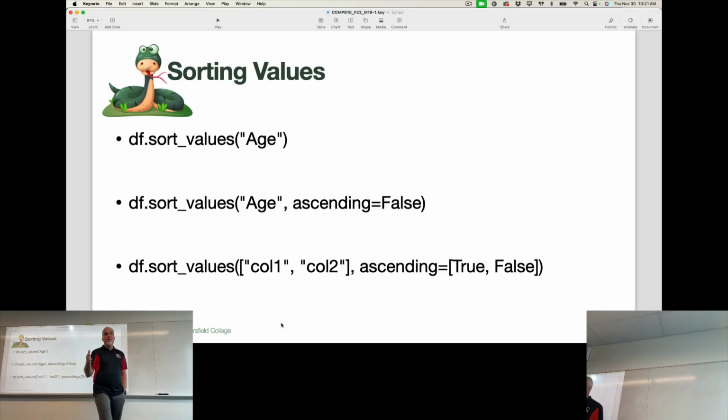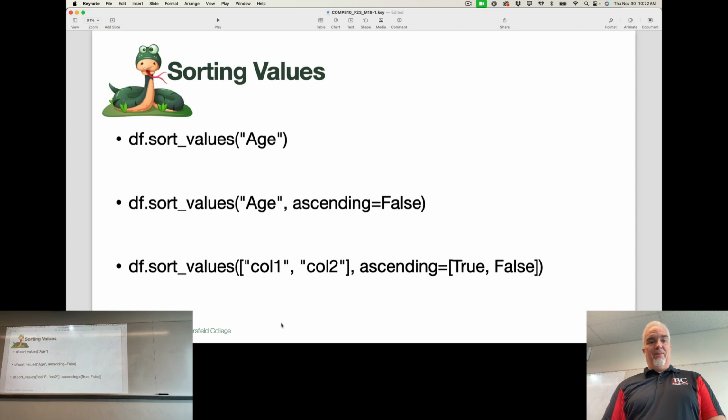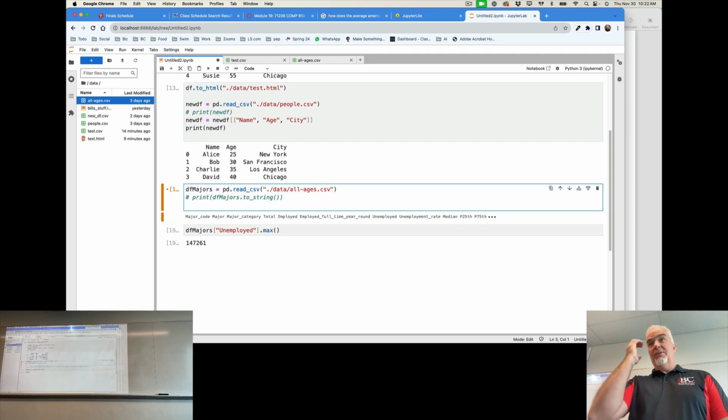So if I want to find out what that major was that had the really bad unemployment rate, I can start sorting things. But before I start sorting things, I'm going to subset this data because I don't want all of that data. It's just too much.